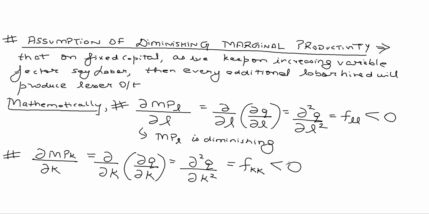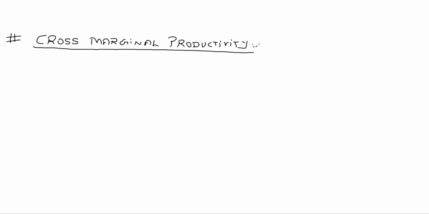Now, these were the direct double derivatives. Let us look at cross now. So, cross marginal productivities. So what will be the sign of the cross marginal productivities?